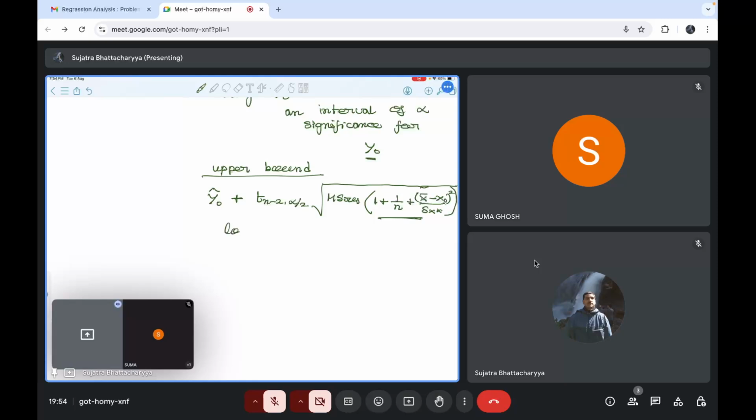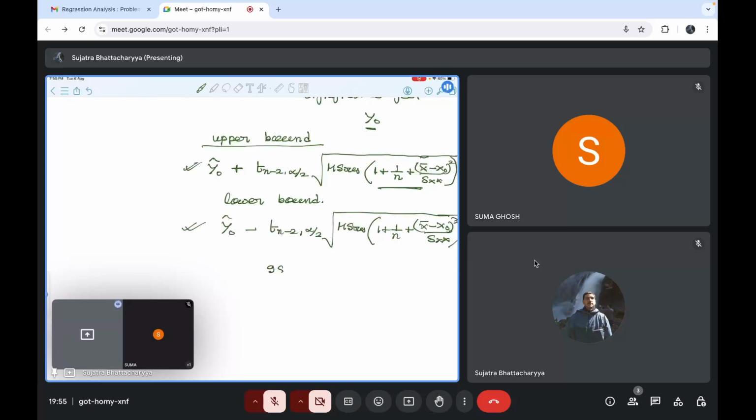What about the lower bound? Just the same thing, but subtracted: y naught hat minus t n minus 2, alpha by 2, times the root of MS residual times (1 plus 1 by n plus (x bar minus x naught) whole square divided by Sxx). So these are the upper bound and the lower bound.